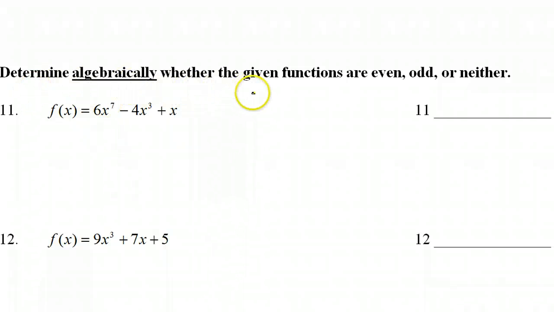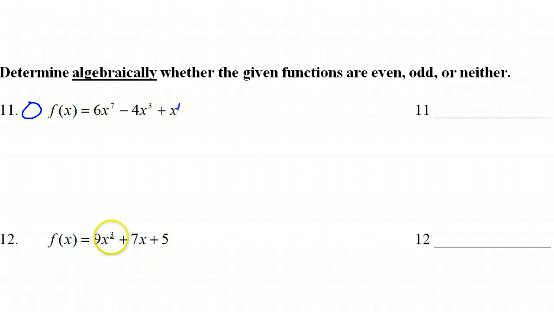Determine algebraically whether the given functions are even, odd, or neither. Now, it's been a long time since we've talked about this, so pay attention. First of all, we should know at a glance if they are even, odd, or neither. So let's see, I have 7, 3, and 1. These are all odd, so I actually know right away that this is going to be odd.